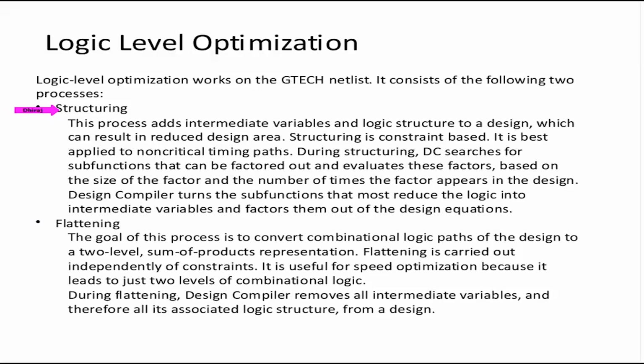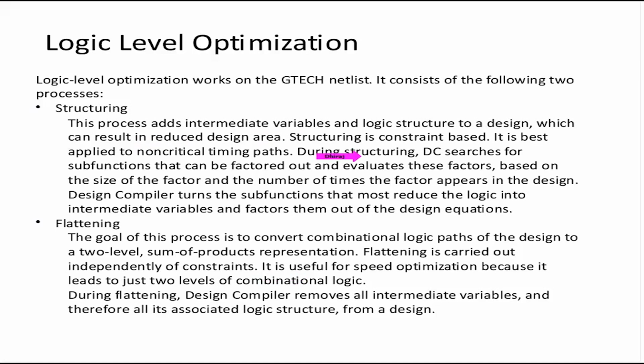So the process of structuring will add intermediate variables. When we reduce this sum of product expression, we get intermediate variables and logic structures. It will add those intermediate variables, which can result in reduced design area. Structuring is again constraint based. So now see, flattening is independent of constraint and structuring is constraint based.